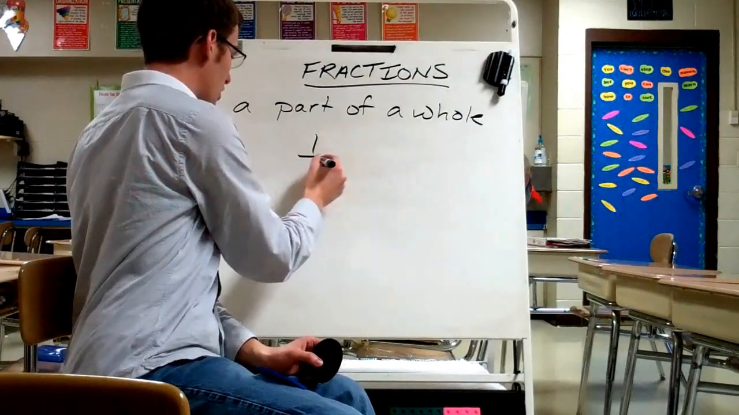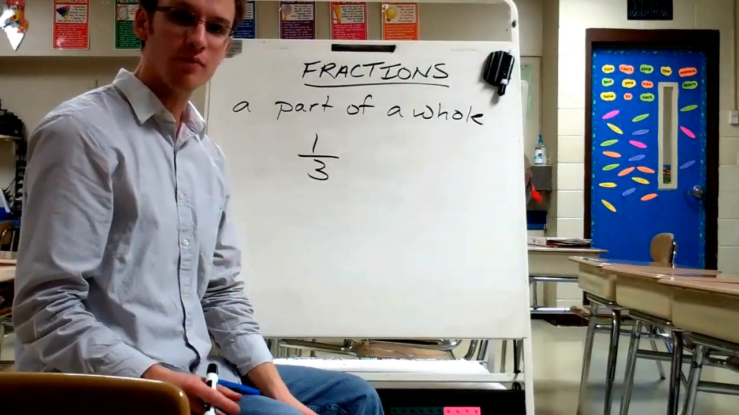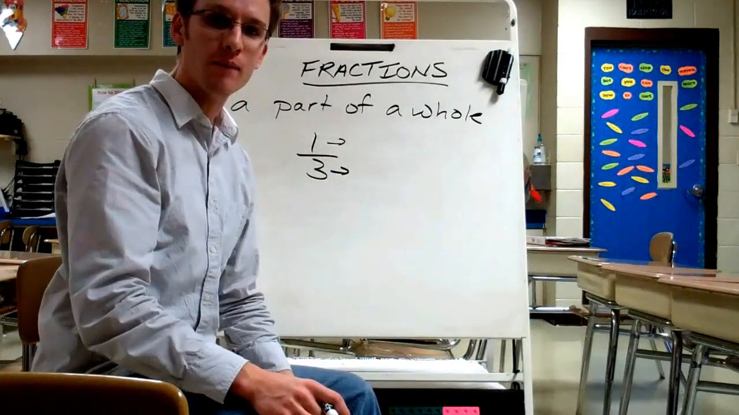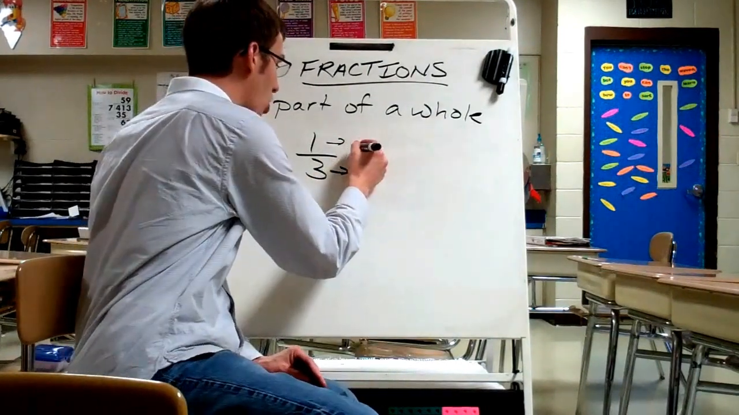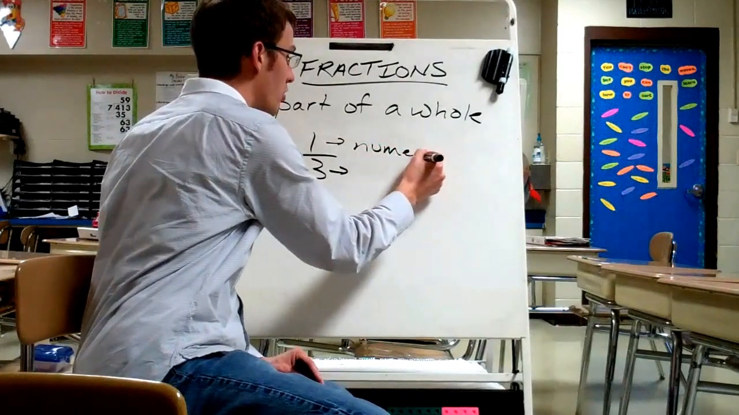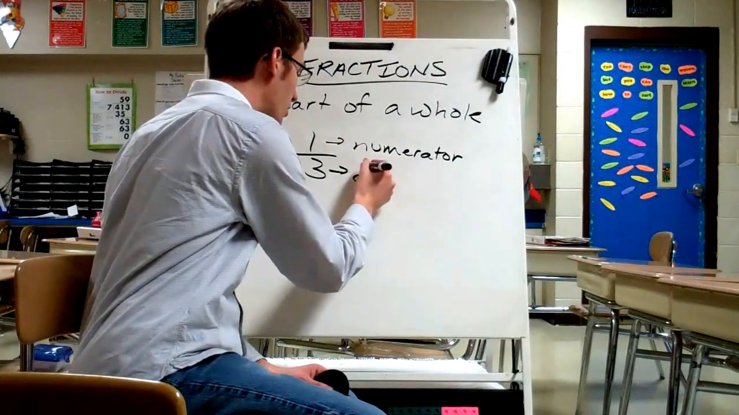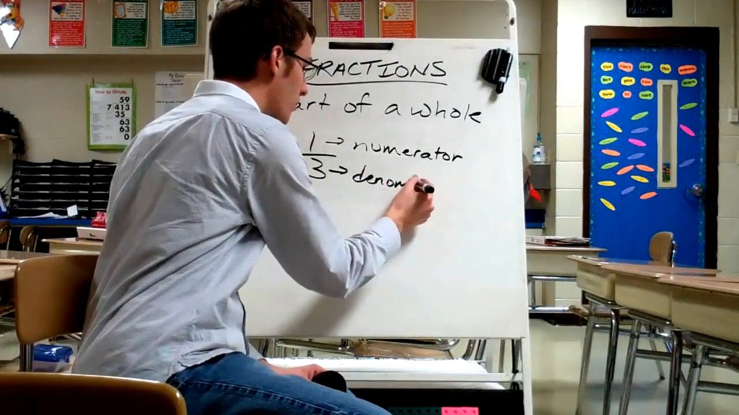Every fraction has 2 separate parts to it. It has a number on the top, and it also has a number on the bottom. The number on the top is called the numerator. And the number on the bottom is called the denominator.